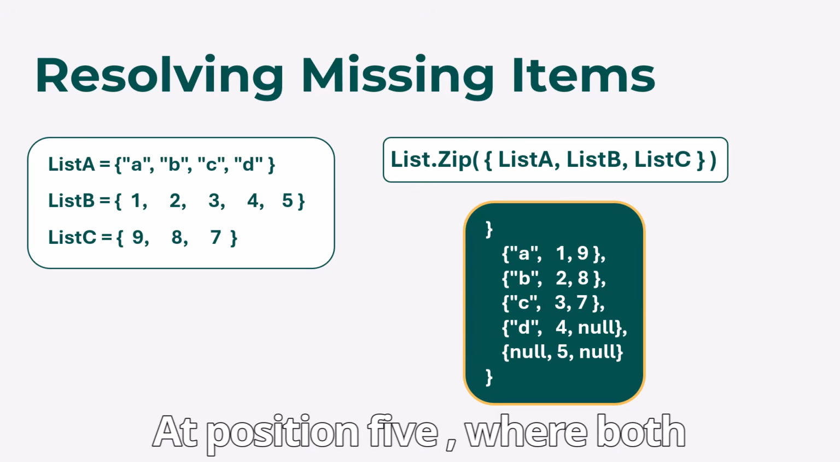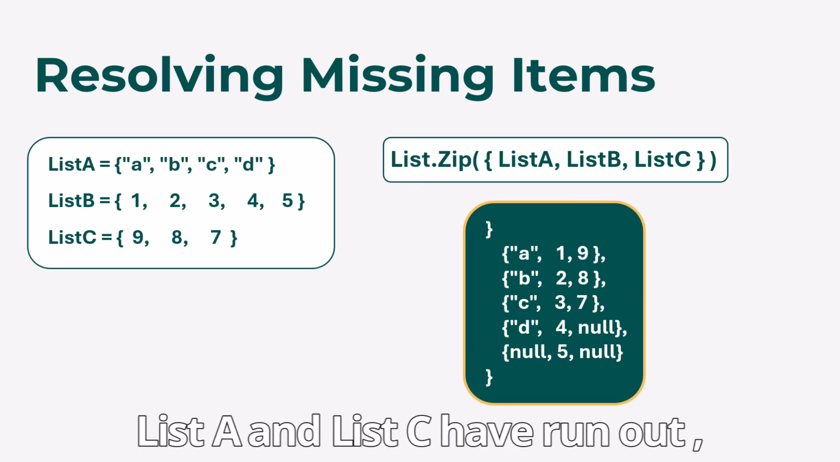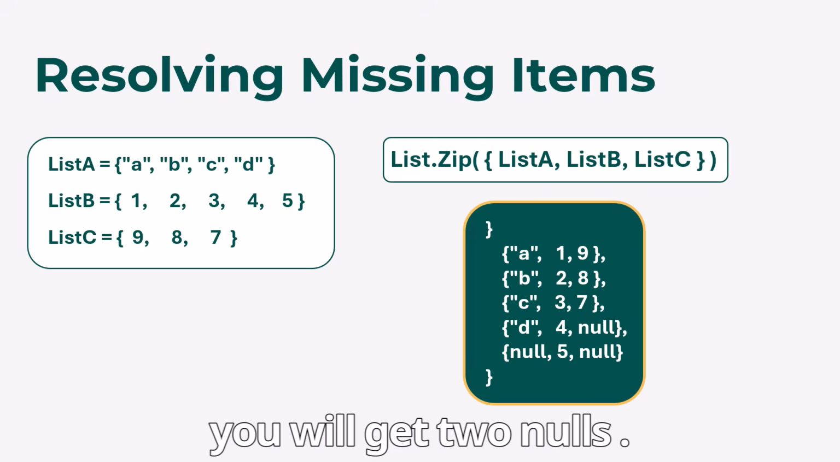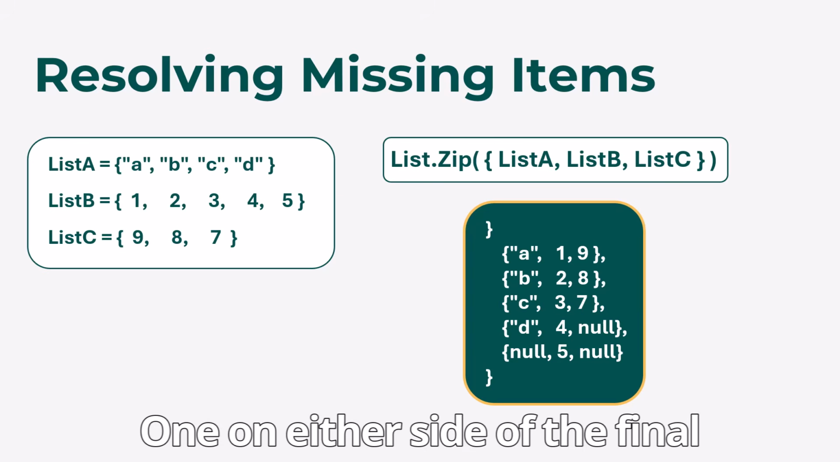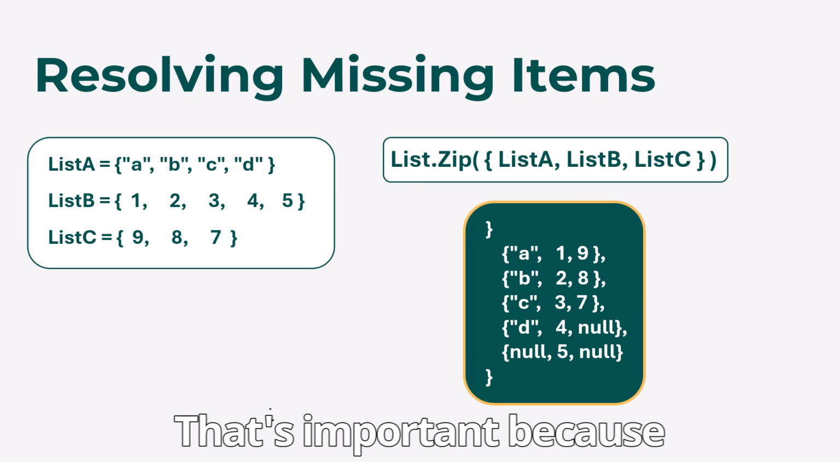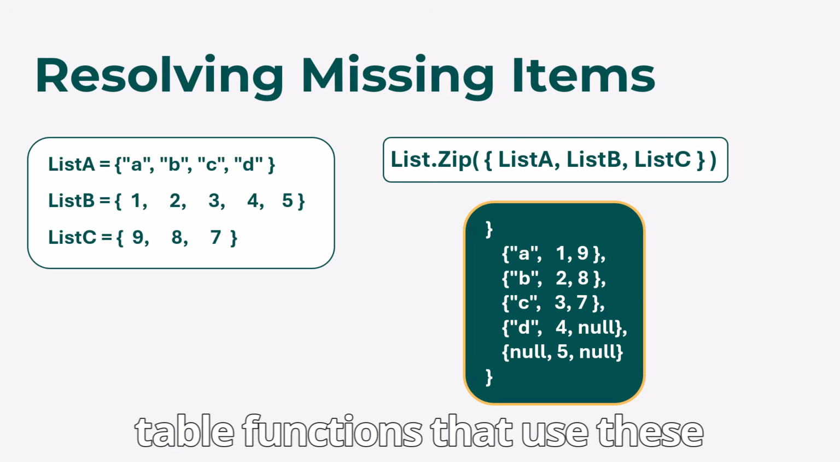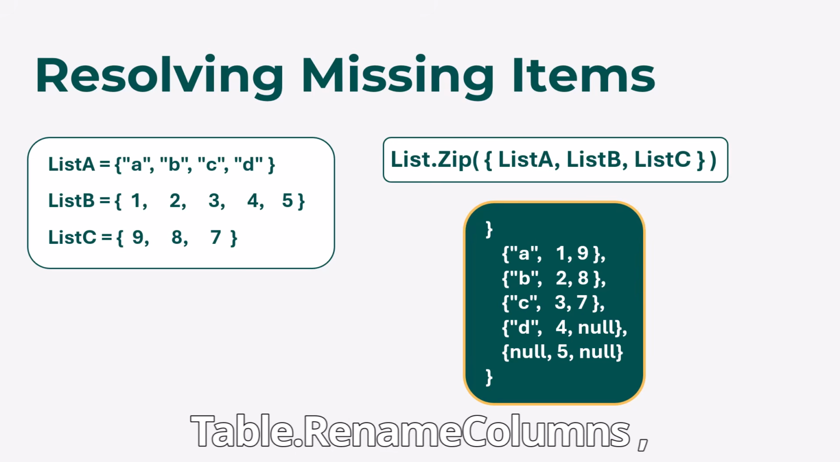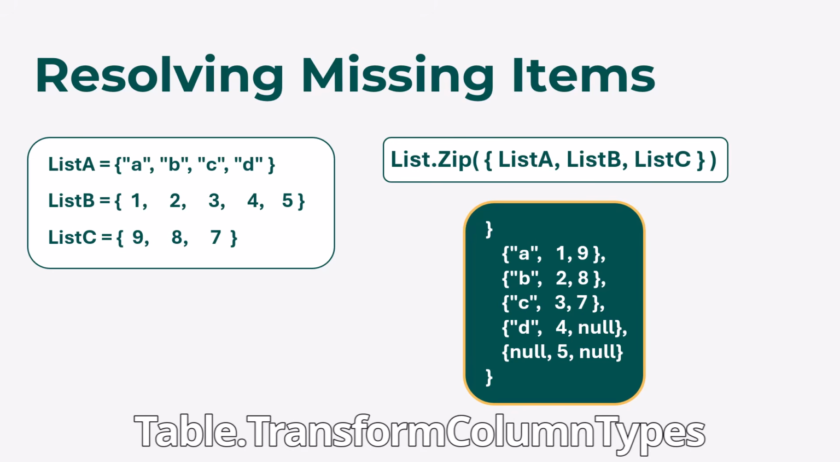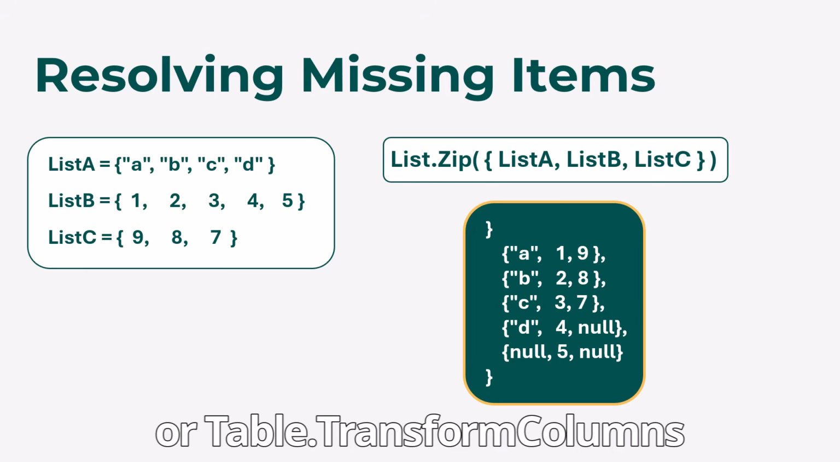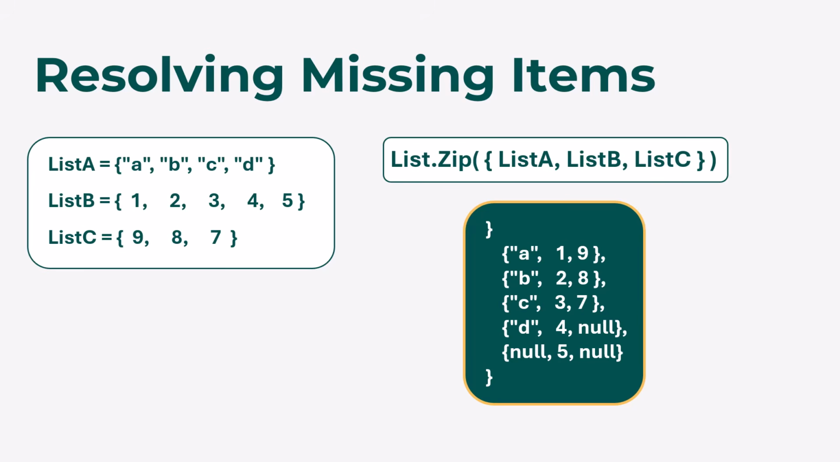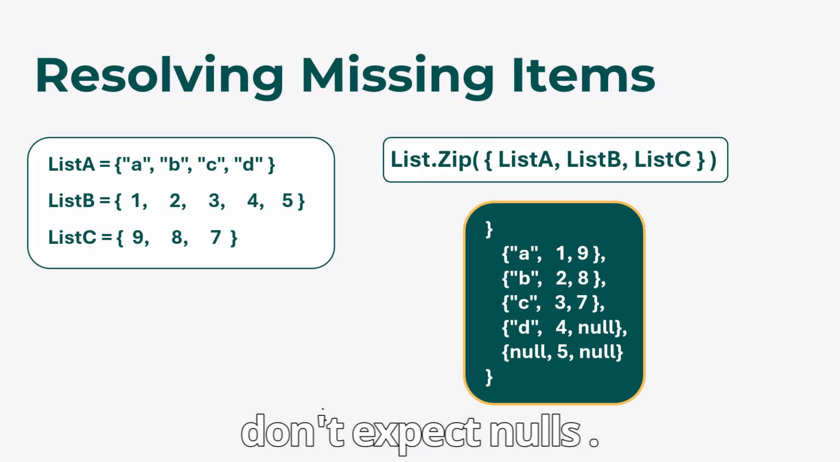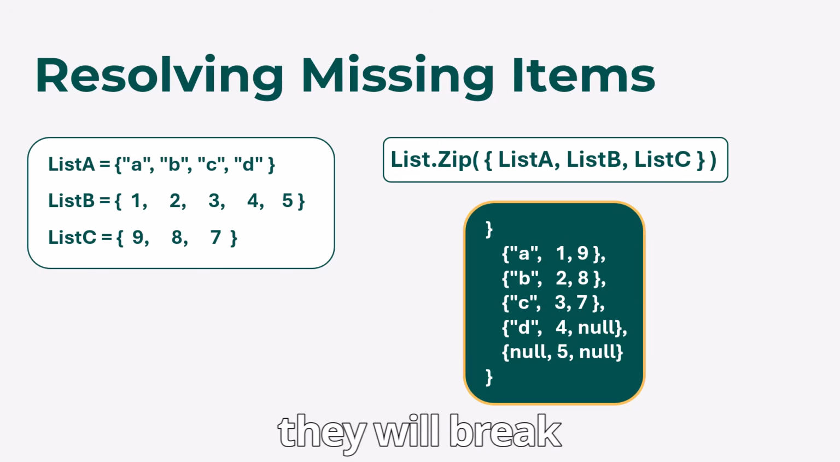At position 5, where both list A and list C have run out, you will get 2 nulls, one on either side of the final value from list B. That's important because table functions that use these pairs, such as Table.RenameColumns, Table.TransformColumnTypes, or Table.TransformColumns don't expect nulls. When they encounter one, they will break.